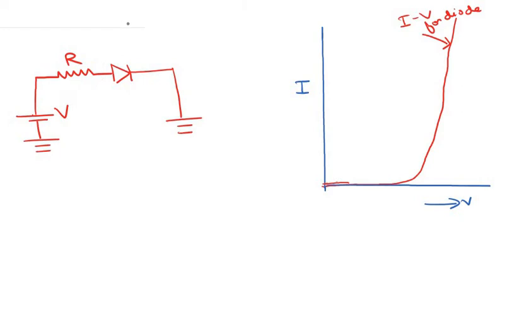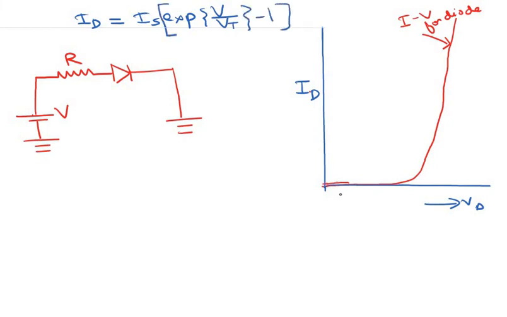The characteristic equation for the diode, let us call it ID and VD to denote the diode, is ID equals Is times exponential of Vd by Vt, minus 1, in brackets here. And this Vd is the voltage drop across the diode. And let us consider the voltage drop across the resistor as Vr.